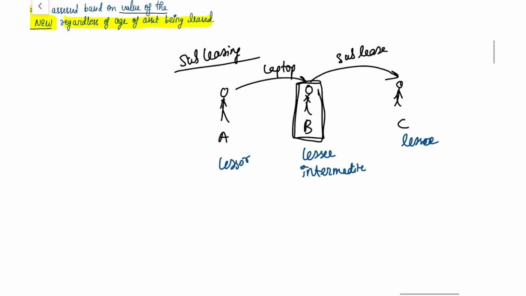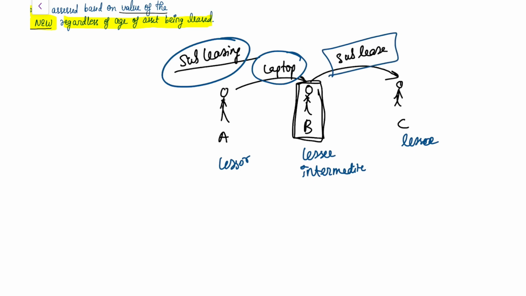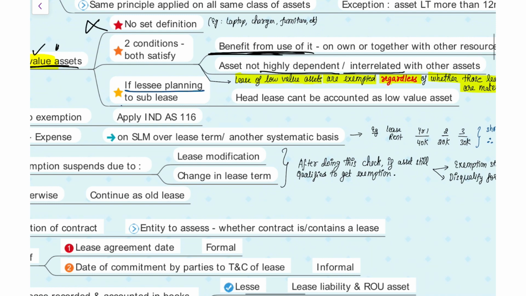Now here they are telling us that if you are applying the concept of subleasing, even if the laptop fulfils the condition of a low value asset, if the lessee is subleasing the asset again, then in such case you cannot apply this exemption. You have to account for that lease as per Ind AS 116 only. So if the lessee is planning to sublease, then the head lease, meaning the laptop you have taken on lease, can't be accounted as a low value asset, and Ind AS 116 provisions have to be applied on it.